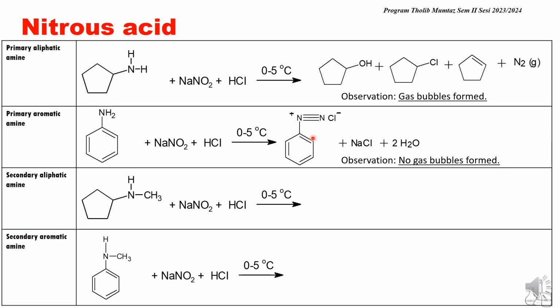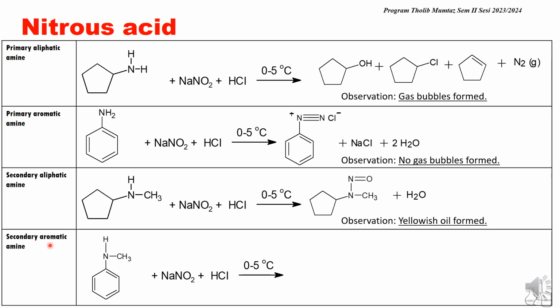The next structure, you are given secondary aliphatic amine. When reacted with nitrous acid, only the hydrogen from the secondary amine will become N double bond O. This is called nitroso group. So the nitroso with side product H2O will give us the observation yellowish oil formed.